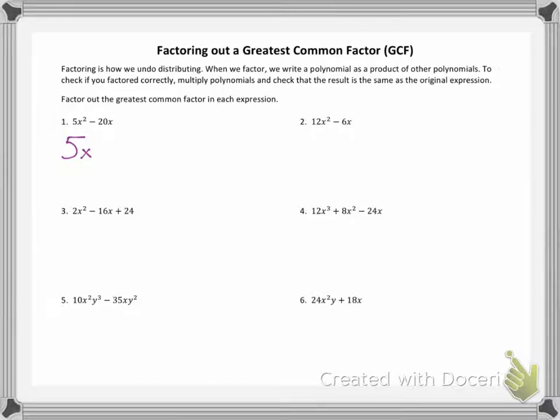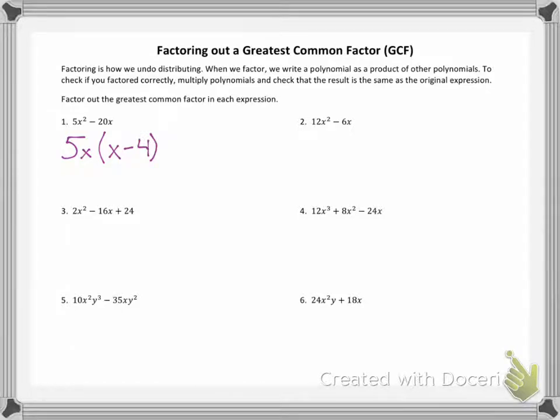So to show what's left over, as soon as I write my GCF, I'm going to open up a set of parentheses. And what I'm going to do is take that 5x that I factored out. To factor something out means I'm dividing it out. So I'm going to divide that 5x away from the 5x squared. 5 divided by 5 is 1, so I'm not going to write that. x squared divided by x means I have an x left over. Now I'm going to take negative 20x divided by 5x. Negative 20 divided by 5 is negative 4. x divided by x cancels out.